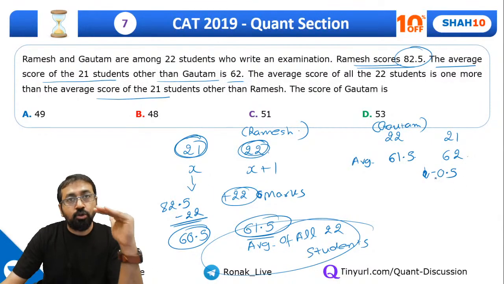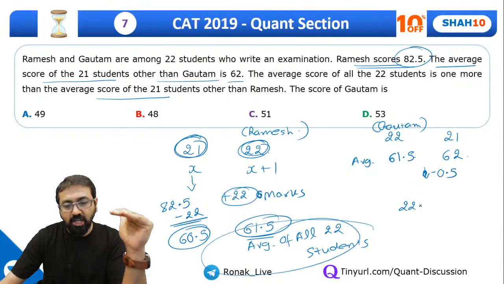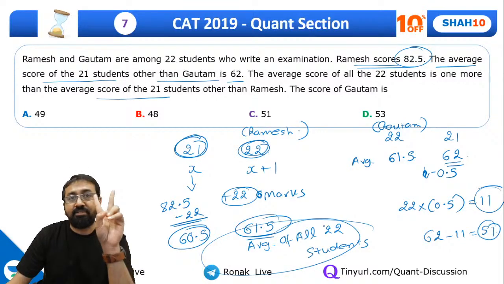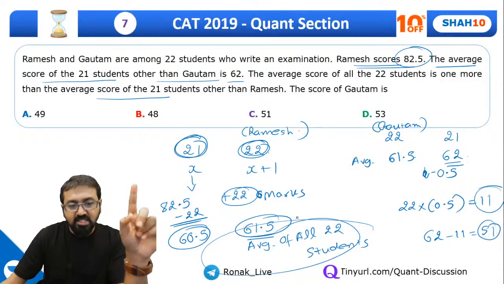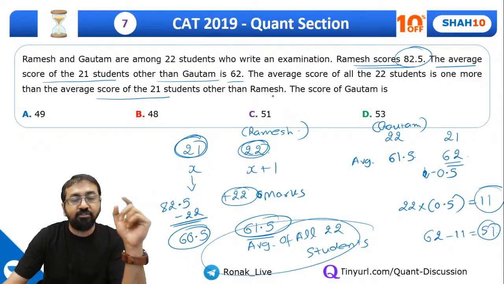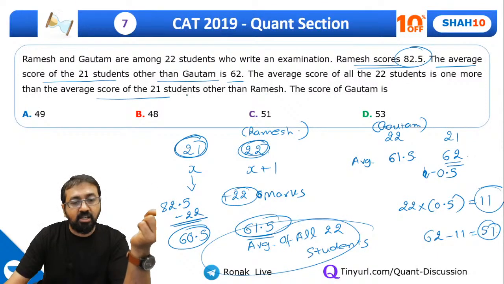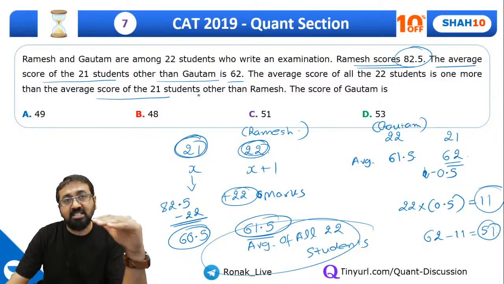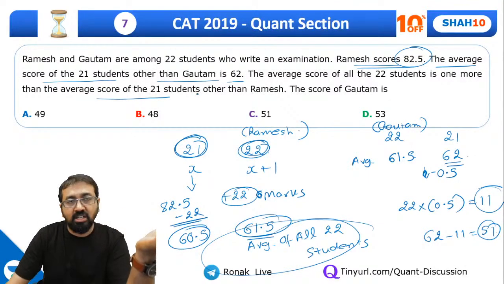So that means Gautam's score should be 22 into 0.5, that is 11 less than the class average. So the class average was 62, so Gautam's score should be 62 minus 11, that is 51 marks. That's it. See, I've done 2 steps. First, I look at the statement that Ramesh's score is 82.5, and without Ramesh the class average is less by 1. When we include Ramesh, the class average goes up by 1. So that's how I got the class average.